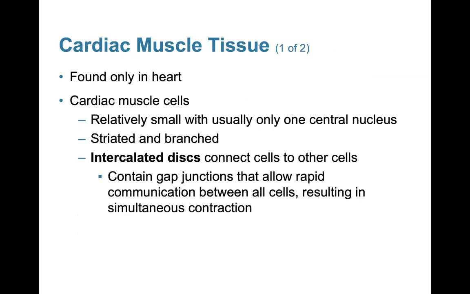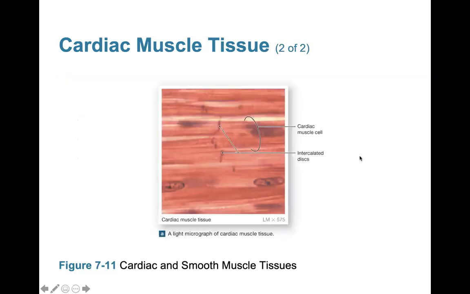Now, if we talk a little bit about cardiac muscle tissue, this is found only in the heart. Cardiac muscle cells are relatively small with usually one central nucleus, striated and branched, and they have a particular feature that we talked about with the tissues, the intercalated disc. It's the intercalated disc that will connect cells to other cells. They contain gap junctions that allow rapid communication between all cells, resulting in simultaneous contraction. Here's a picture of cardiac muscle, and you can see these little intercalated discs there.